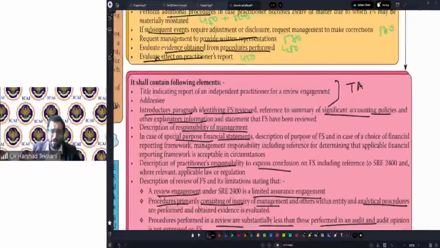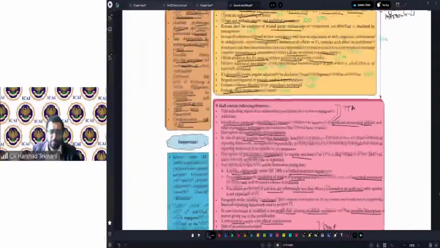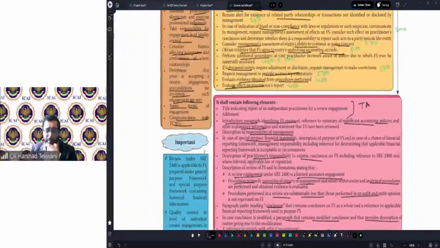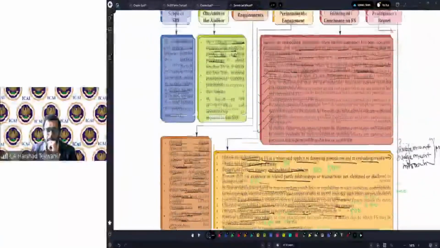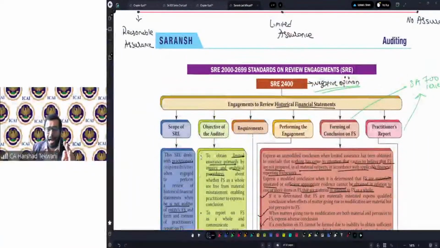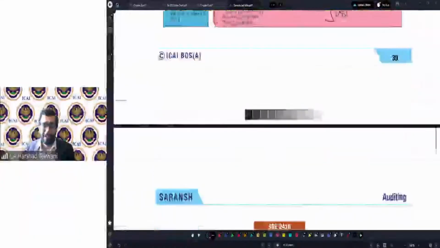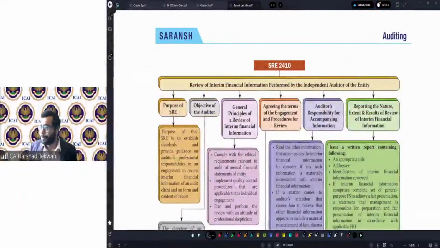Any doubt with respect to this one? Any doubt with respect to SRE 2400? Okay, Viraj. Okay, Monish. Okay, Rakesh. No? Okay. Then let's take one more, SRE 2410, which is the next one, which is there as a part of the chapter.